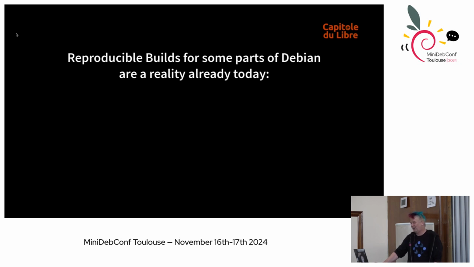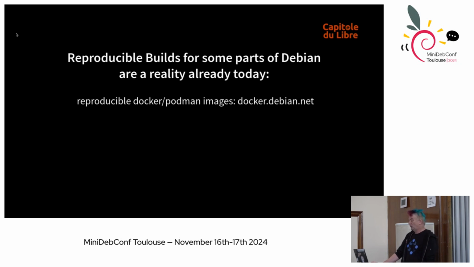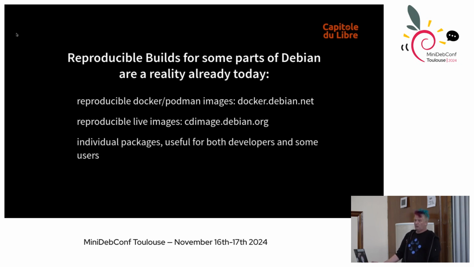So some parts of Debian are already reproducible today. We have reproducible Docker images. They are bit by bit identical, force-stable, just like Tails. We have reproducible live images, which is really, really nice. And individual packages are reproducible, which is nice for developing if you just do a small change and want to see, whatever, debhelper changing from debhelper 12 to 13, does it change anything else? You can do this for most packages.